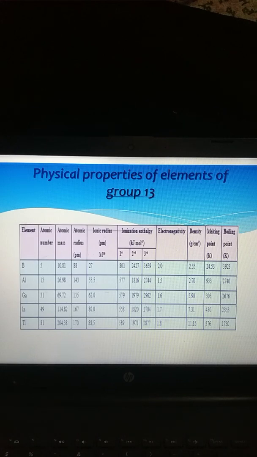Ionization enthalpy is also given, in kilojoule per mole. Here you can see 3 columns given, first, second and third ionization enthalpy. Electronegativity, density, melting point and boiling point are also given here, in Kelvin for melting and boiling point. So these are the physical properties of elements of group 13. The main thing to keep in mind is that as you go down the group, the atomic radius increases, and since atomic radius increases, ionic radius also increases.